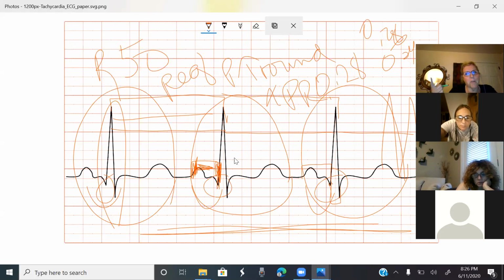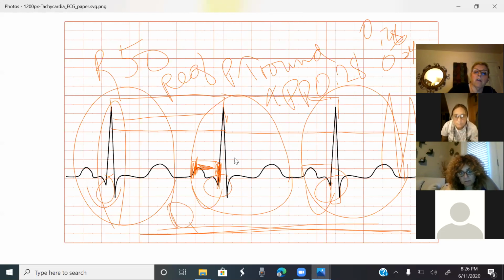This is where calipers come in handy. So it's like 1.5. Okay, I'd call it 1.5. You could even call it 2, but we'll go with 1.5. So then what is our QRS?